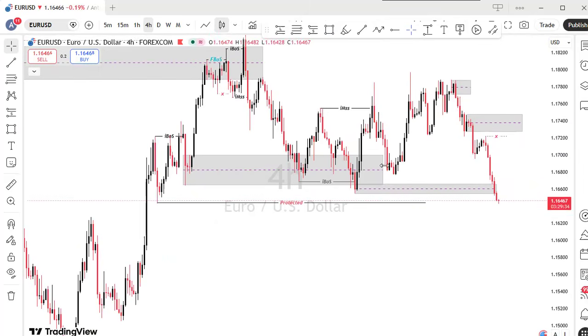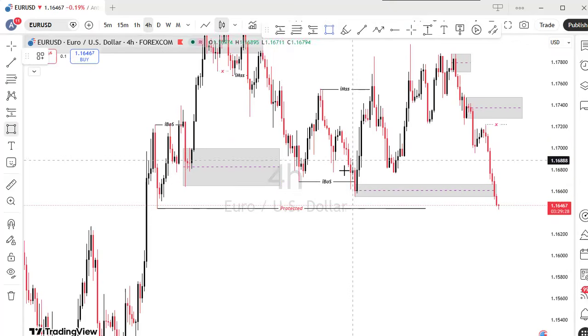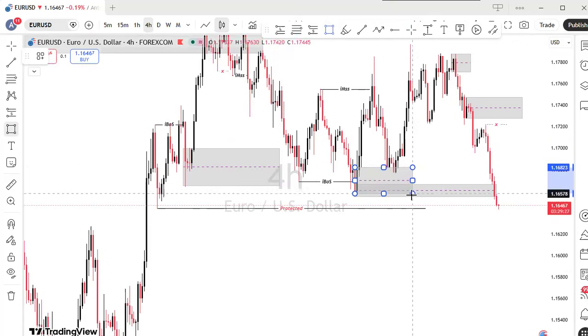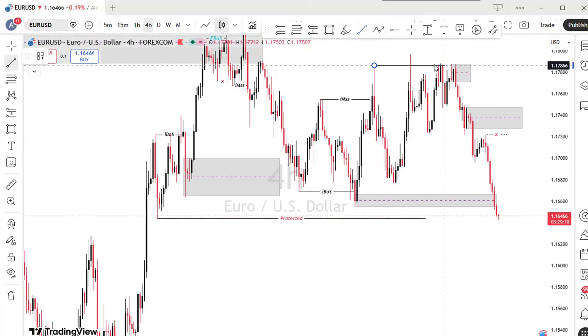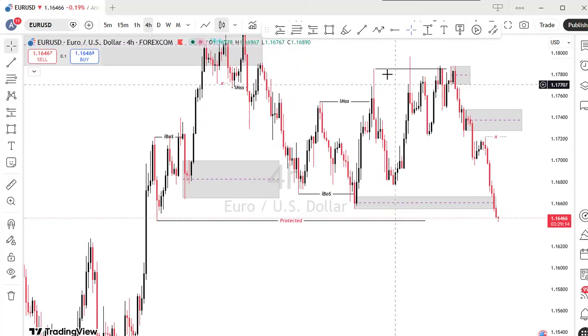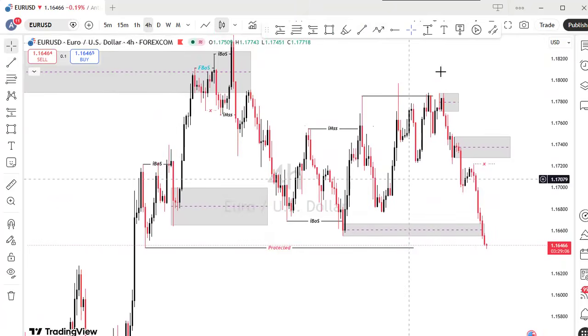So what happened? Euro USD came to this order block down here, reacted from there and pushed up to this high. But you can see very clearly we never closed above this high. Right? You can see very clearly we never closed above that high. So what I was really waiting for was that high to be cleared out for me to confirm that we are really bullish.